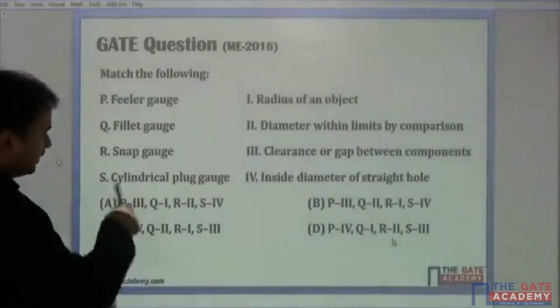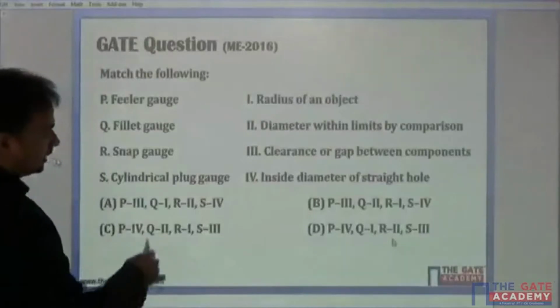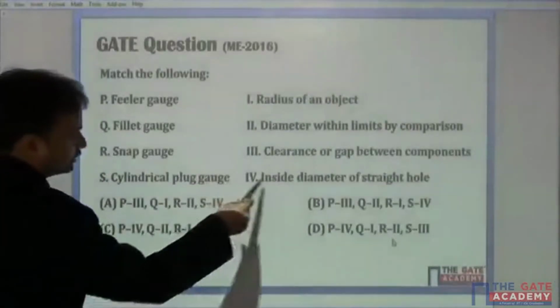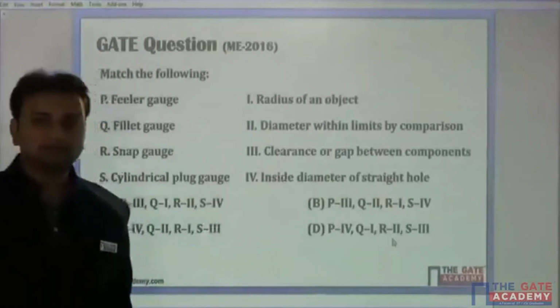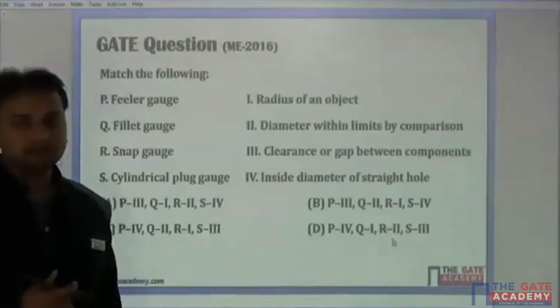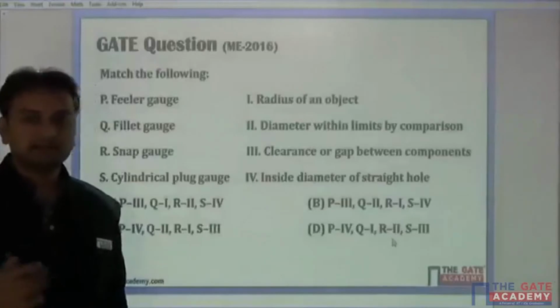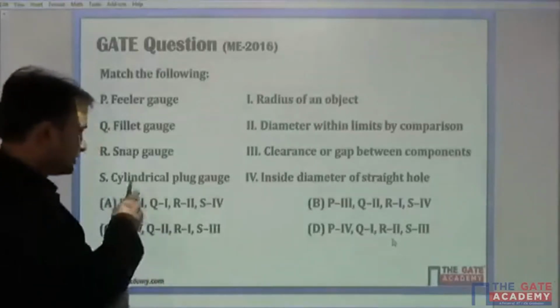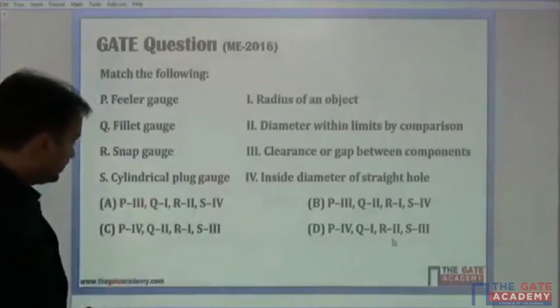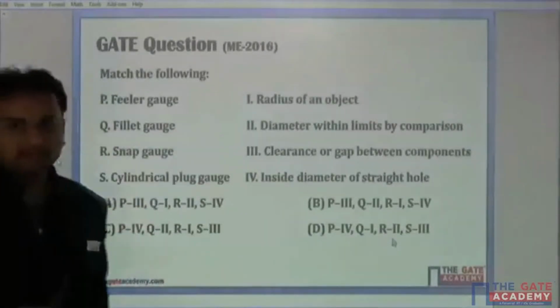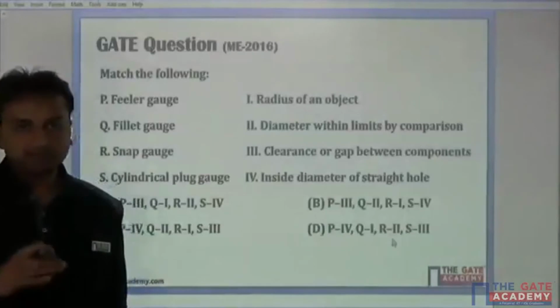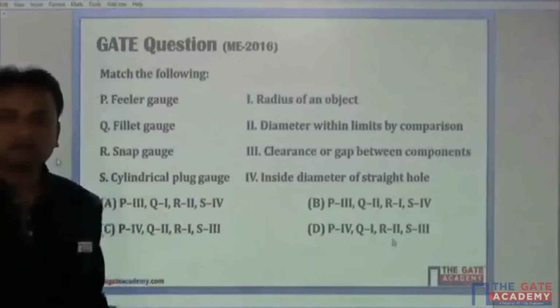And coming to cylindrical plug gauge, it is used to measure the inside diameter of a straight hole, and you must be well aware of this fact because you must have studied this thing in metrology. Alright, so this is the cylindrical plug gauge functionality, and I think option A satisfies all our matches, right? So option A would be the correct option.